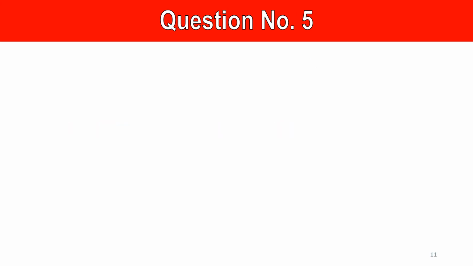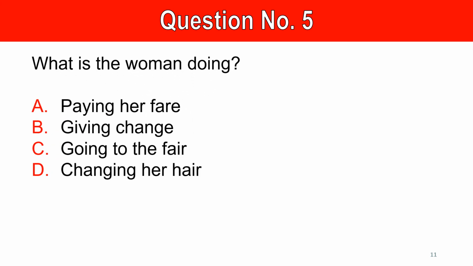Question number 5 for Conversation 5. What is the woman doing? A. Paying her fare. B. Giving change. C. Going to the fair. D. Changing her hair. To check your answers, let's see the subtitle of Conversation 5.